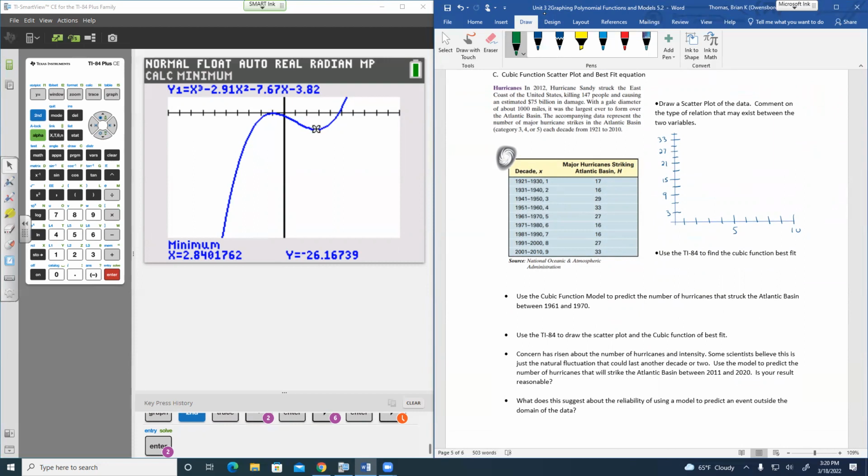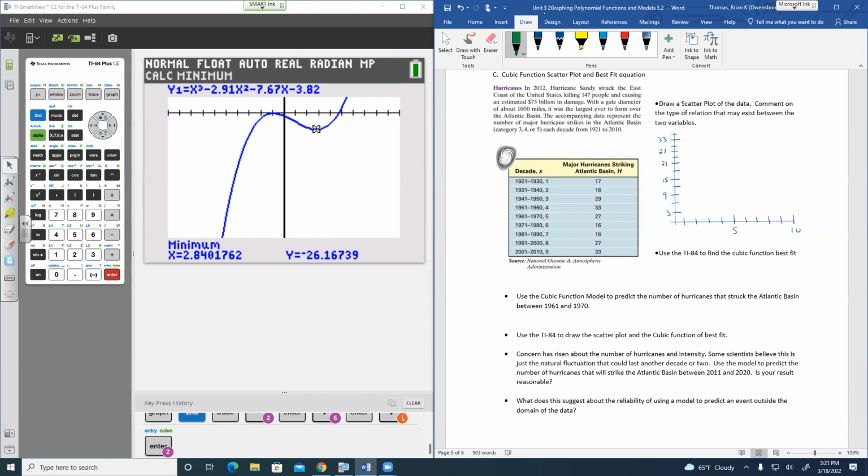Hurricanes. In 2012, Hurricane Sandy struck the east coast of the United States, killing 147 people and causing an estimated $75 billion in damage, with a gale diameter of about 1,000 miles. It was the largest ever to form over the Atlantic Basin. The accompanying data represent the number of major hurricane strikes in the Atlantic Basin that were category 3, 4, or 5 each decade from 1921 to 2010.